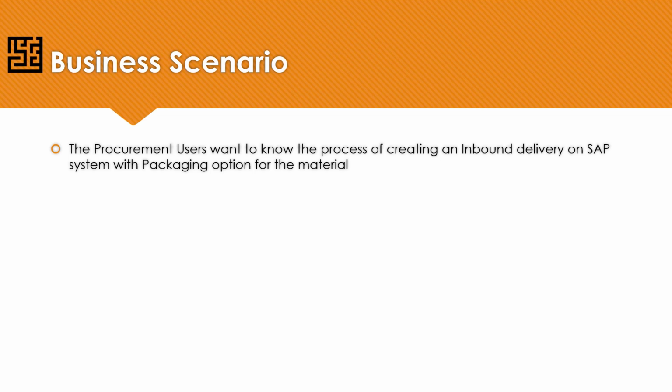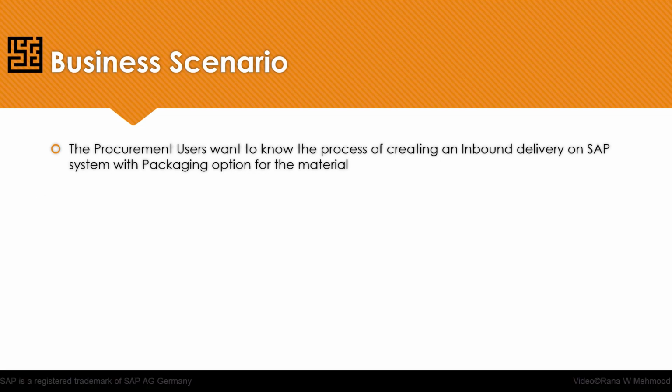And if you remember, in one of our previous lectures, we created a package material master by using the external name, and the name was carton packs 01. So we have to use that packaging material in order to pack the inbound delivery. How we can do that, I will demonstrate now on the SAP system.